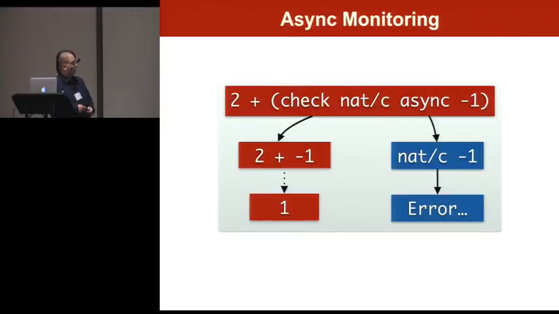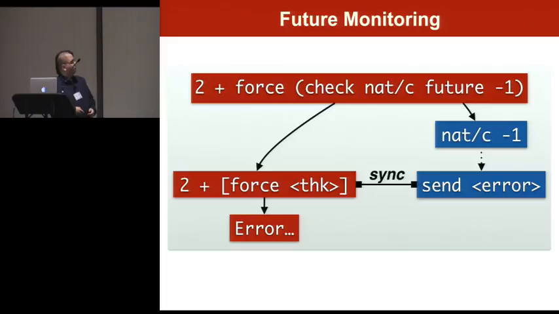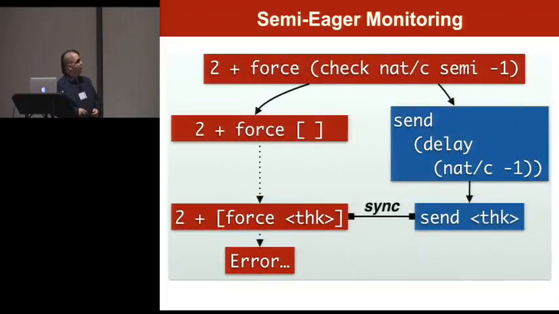For asynchronous monitoring, we just get rid of that synchronization point. It might produce an error, or it might not get there before this program finishes. For future monitoring, we add the synchronization point when the user forces the thunk we give them. And finally, for semi-eager monitoring, we hand back a delayed reference to that check that they wanted, and they're allowed to force it whenever they'd like. In the absence of side effects, I should note that semi-eager and future monitoring look the same. They're doing different things in terms of when the computation starts, but they always just report the error at the synchronization point.